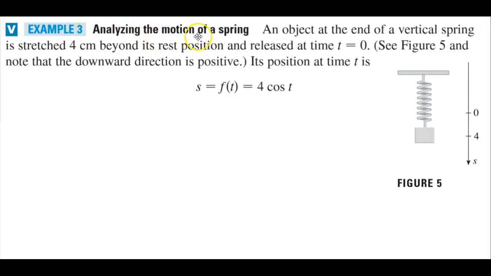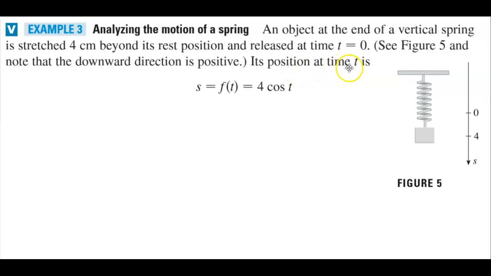Example 3, analyzing the motion of a spring. An object at the end of a vertical spring is stretched 4 centimeters beyond its rest position and released at time t equals 0. You can see the figure here and note that the downward direction is positive.